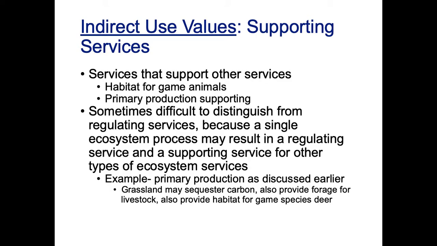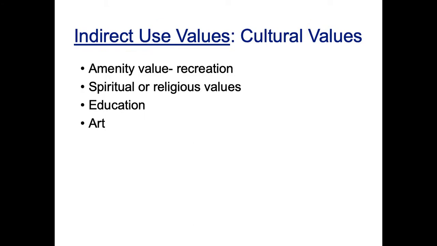But basically, a supporting service supports other services. Like we couldn't have the other service without these services from ecosystems. The next type of indirect use values are cultural values. And this includes amenity values, which is basically recreation, spiritual or religious values, education, and art.